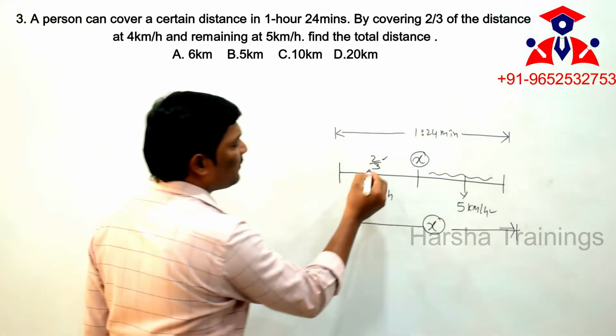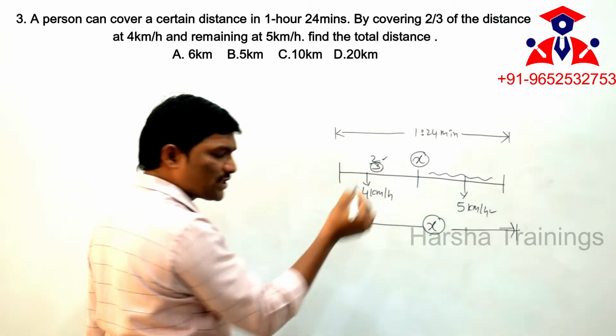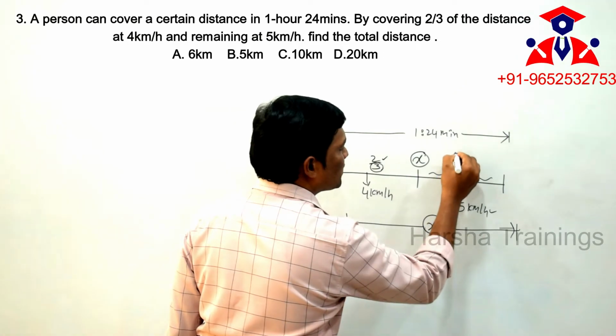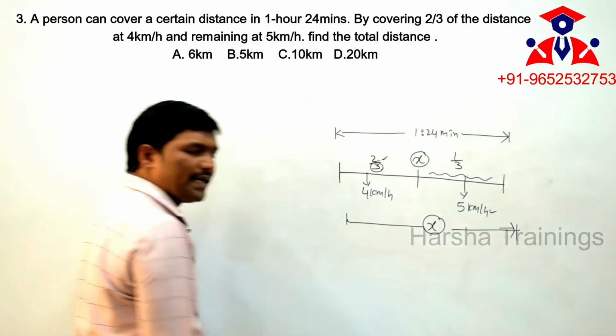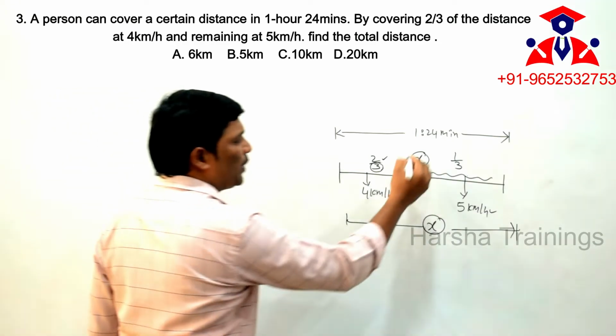Okay, so here the fraction 2/3 is given. The total distance is how many parts? Total distance is 3 parts. Already 2 parts are completed. How many parts remain? Only 1 part, so 1/3 of the distance. The remaining distance is 1/3. The total distance we don't know, guys.